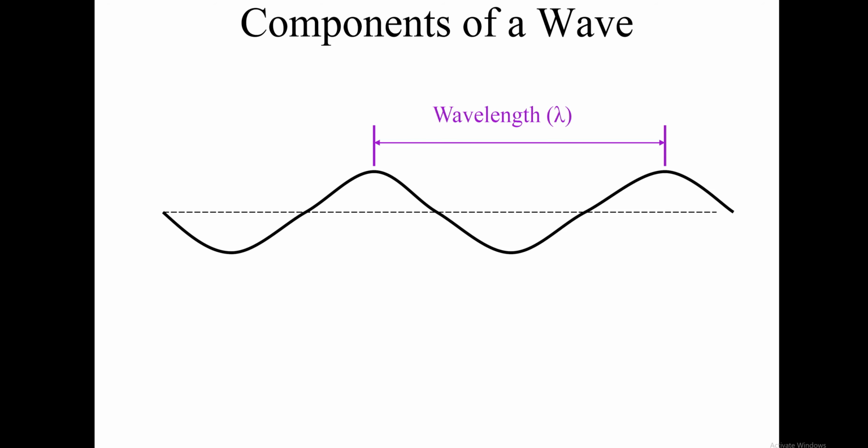A wave could be in light or any sort of liquid, and the distance between the two peaks is considered to be the wavelength. That usually is going to be represented by the symbol lambda for wavelength.